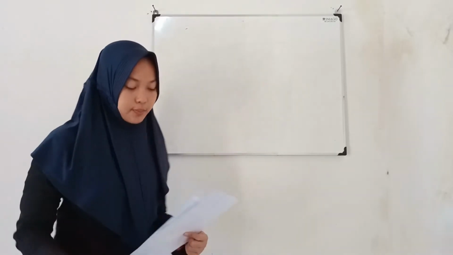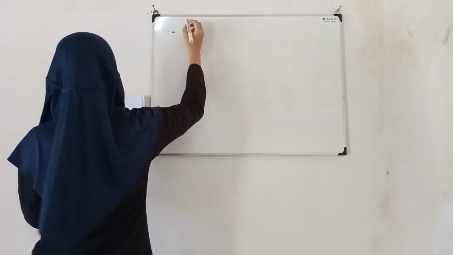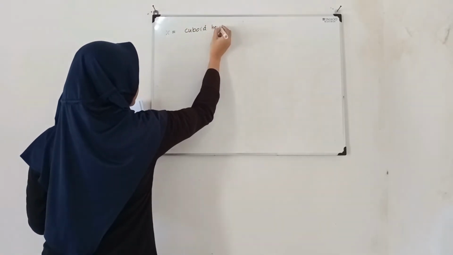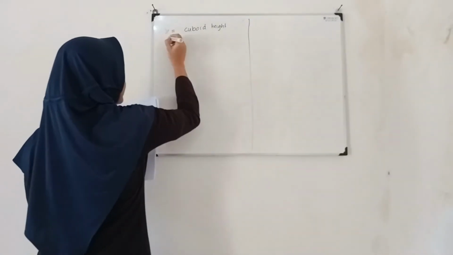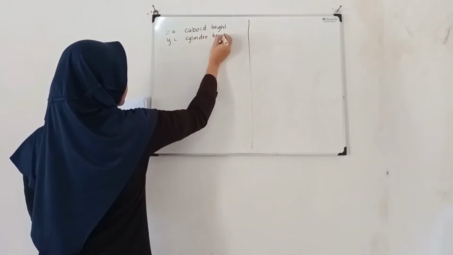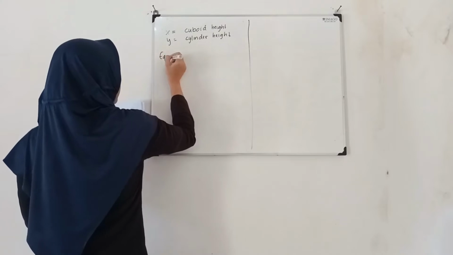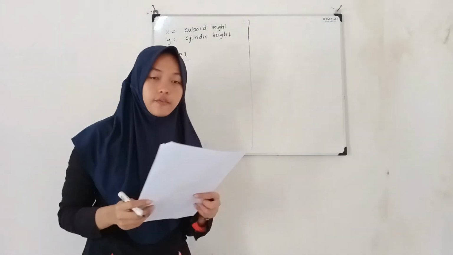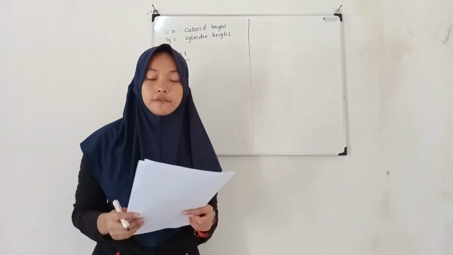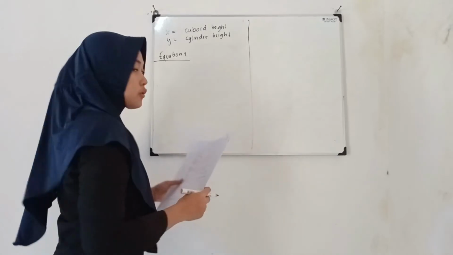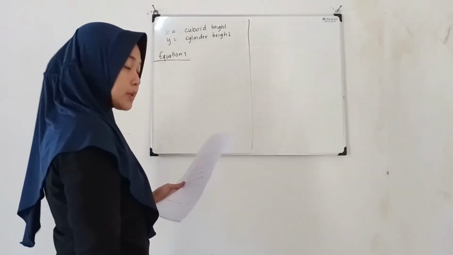Yes, group 3. Okay guys, so the solution for number 2 is, suppose x is the height of a cuboid, y is the height of a cylinder. For equation 1, the first arrangement of the building game consists of 3 cuboids and 4 cylinders with a height of 26 cm.